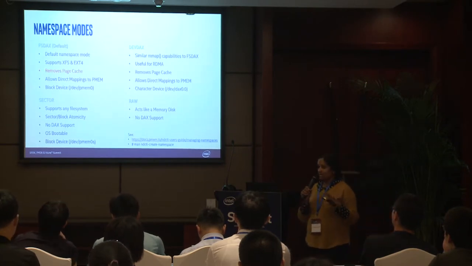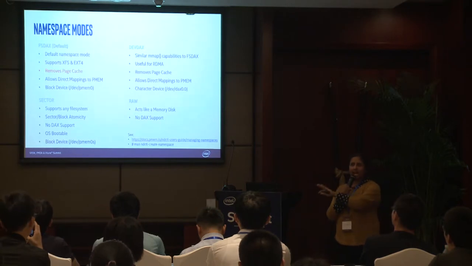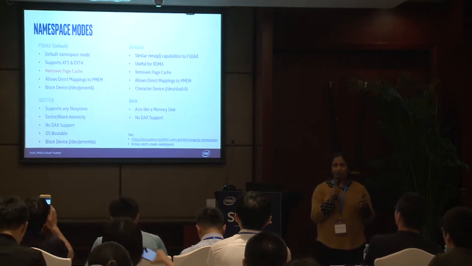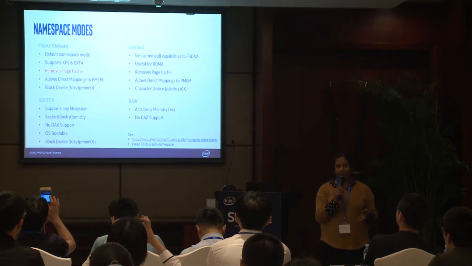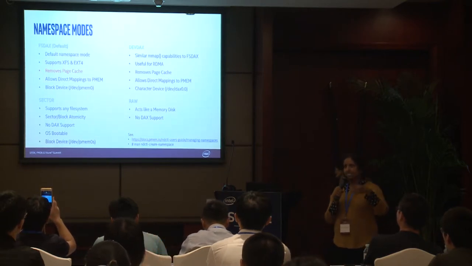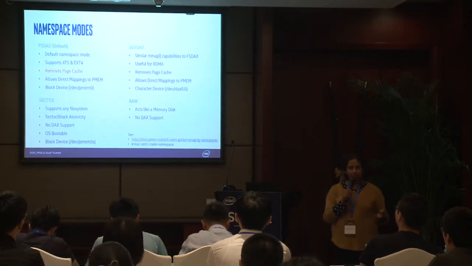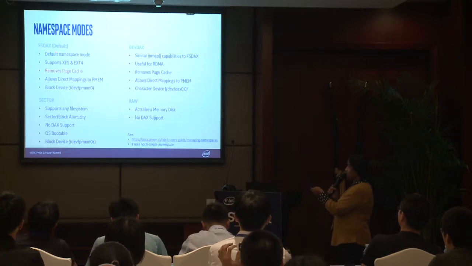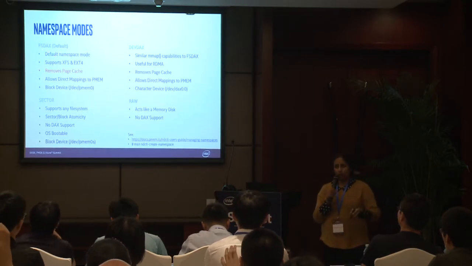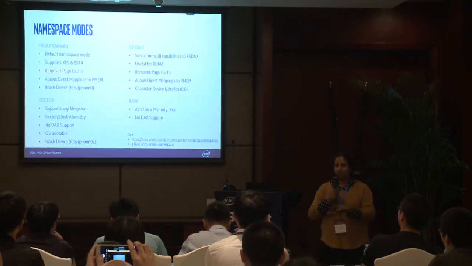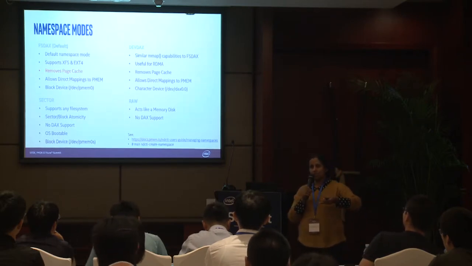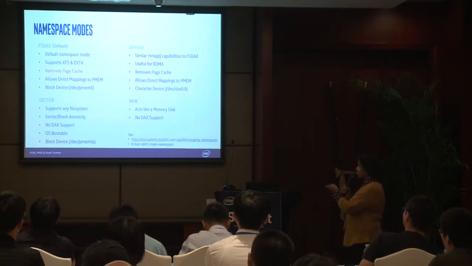With respect to namespaces, I don't know how many of you attended Andy's session, but you must have learned about DAX, Direct Access mode, where you basically bypass the page cache. Your reads and writes are not going through the page cache, so that's called DAX mode. To do that, you create a namespace with FSDAX mode. There are different modes in which you can create your namespaces. Now you have raw capacity formatted as regions, and you have to put a certain type of namespace on top of it. Here are the different namespace modes that you can create.